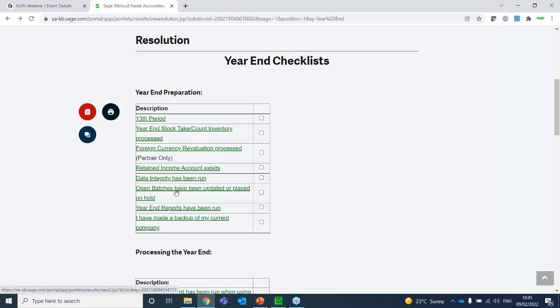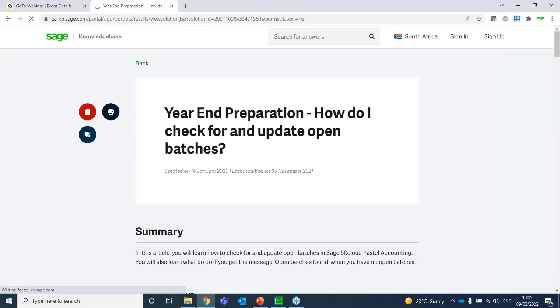Then guys, open batches have been updated or placed on hold. Now this is a huge one and this is going to be part of common errors because guys, a lot of the time when you try to run year end, if you have not properly updated your batches or place things on hold, you're going to get the message open batches detected.